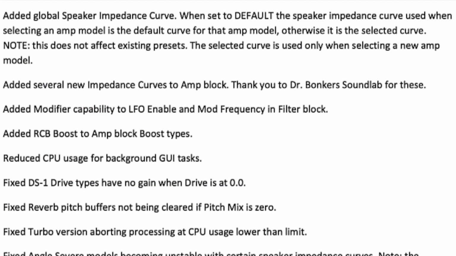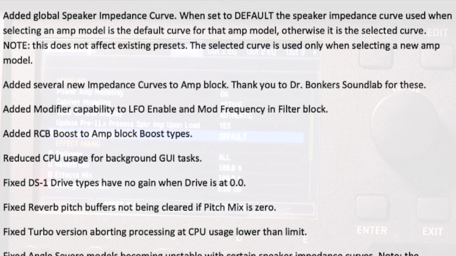Added global speaker impedance curve. When set to default, the speaker impedance curve used when selecting an amp model is the default curve for that amp model. Otherwise, it's the selected curve. Note, this does not affect existing presets. The selected curve is used only when selecting a new amp model.